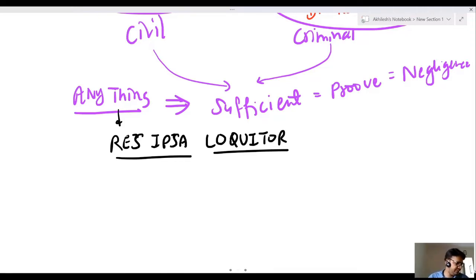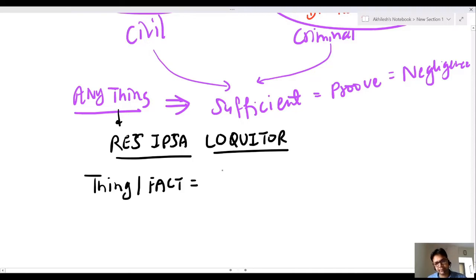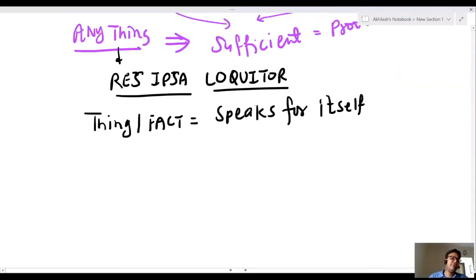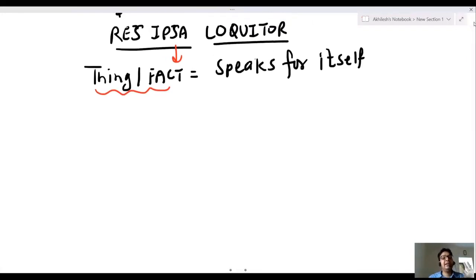Res ipsa loquitur. What is res ipsa loquitur? A thing or fact which speaks for itself. This is sufficient to prove negligence. Example: a surgeon forgot the instrument in the body, that is sufficient to prove negligence. Right leg gangrene, doctor removed left leg, that is sufficient to prove negligence. It means res ipsa loquitur proves civil negligence as well as criminal negligence.